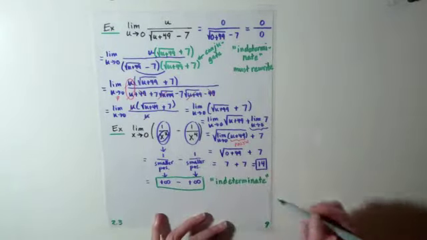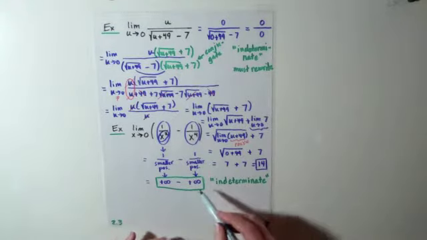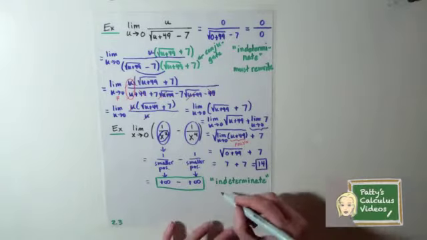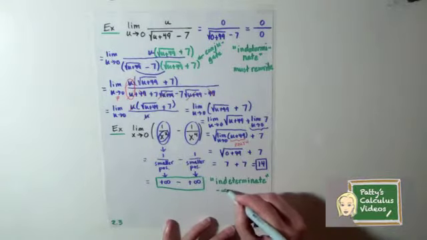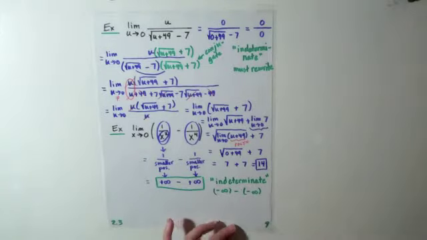This is true really for any kind of limit that has two infinities of the same sign that are subtracted. So if I had something like negative infinity minus negative infinity, that would also be an indeterminate limit.